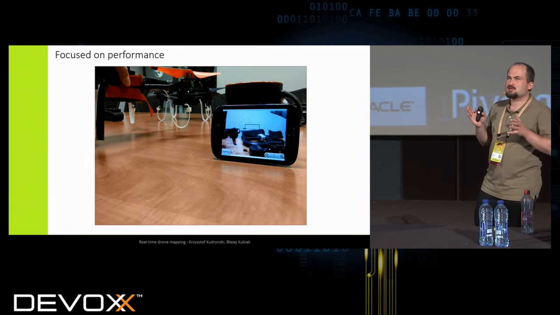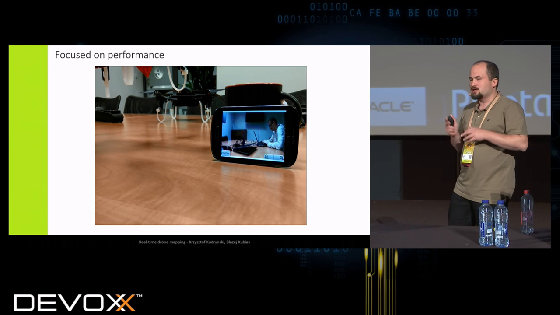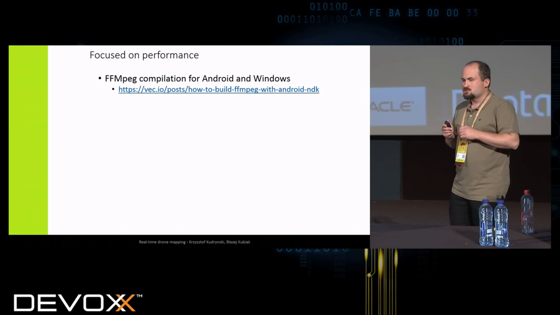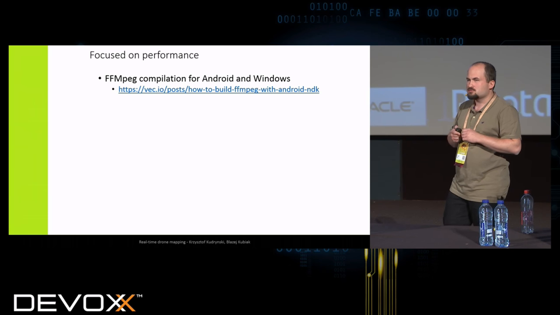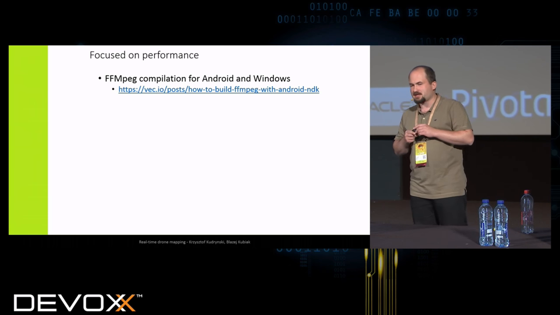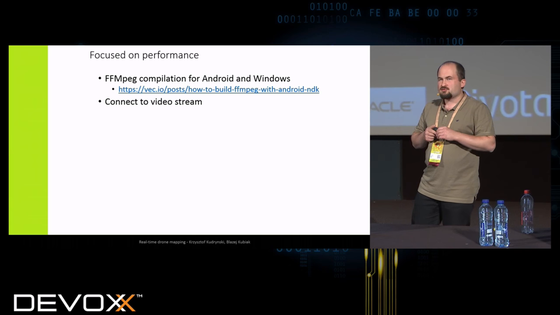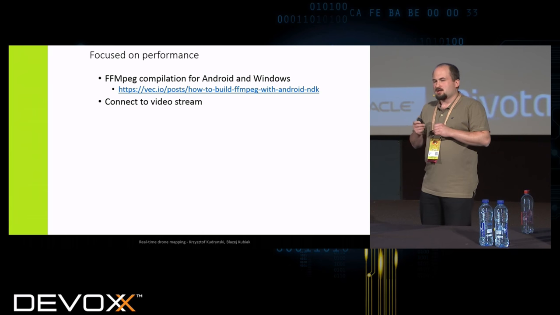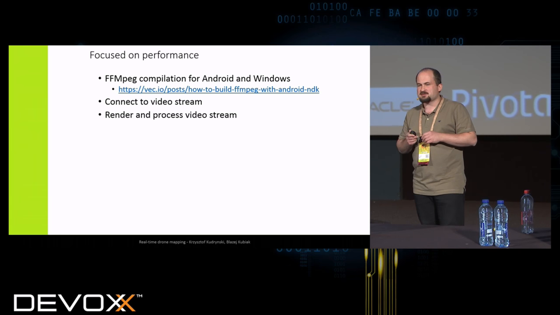But unfortunately, with the drone framework, we didn't have video. So we had to add it. We wanted to have the video both in the Android application and in the desktop application. So we used the FFmpeg library on both platforms. For Android, there is a nice tutorial on how to compile FFmpeg and how to use it. For Windows, we found pre-built binaries. So we just connected to the video stream over the network on the drone, and we just render the frame and also use captured frames for our video processing.